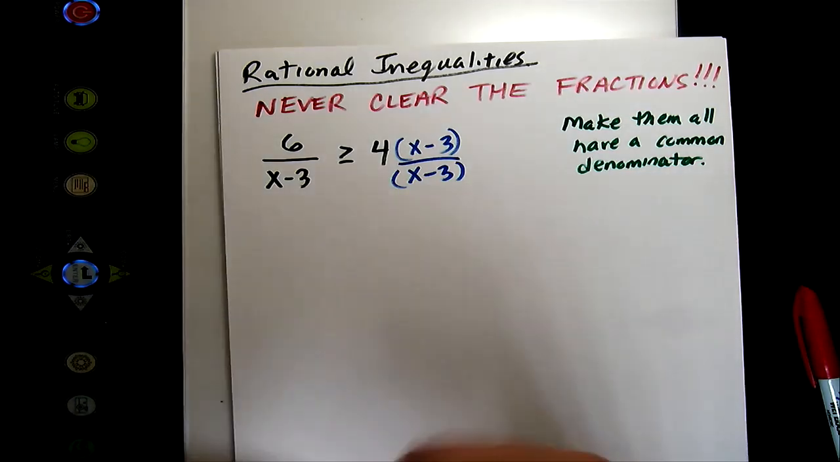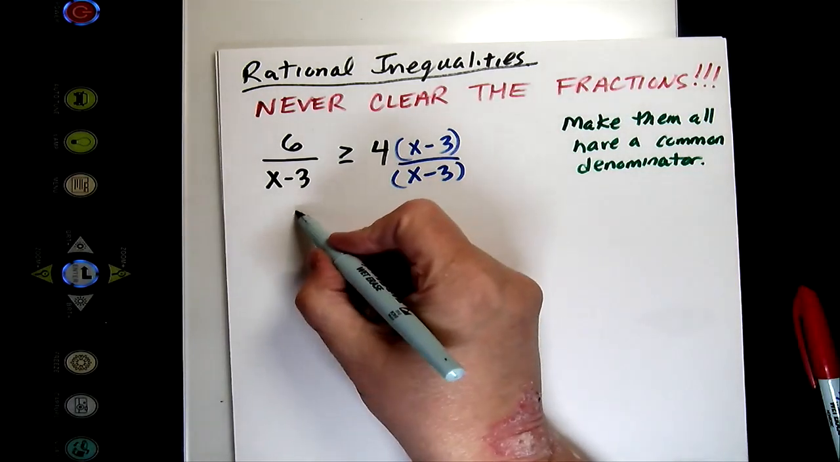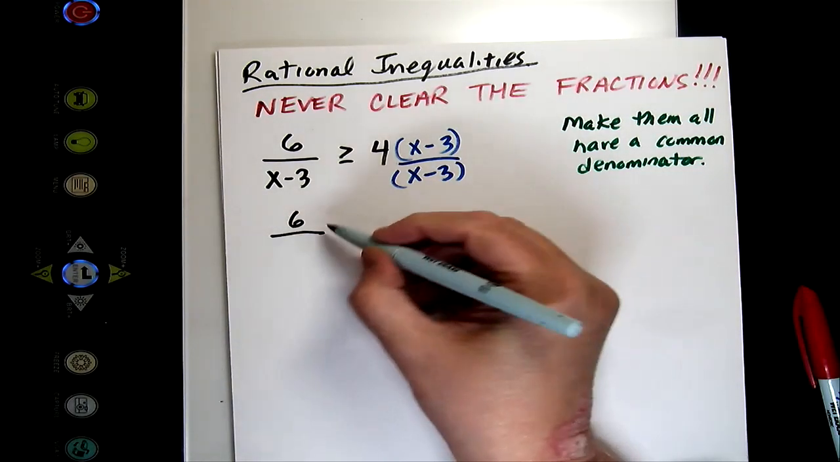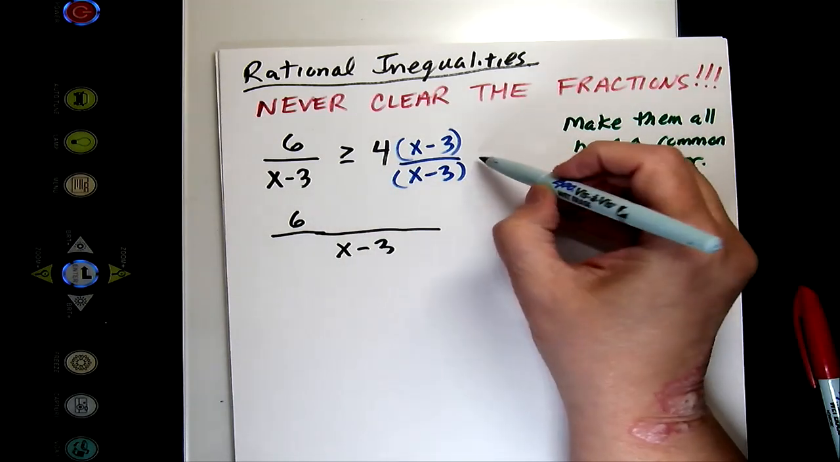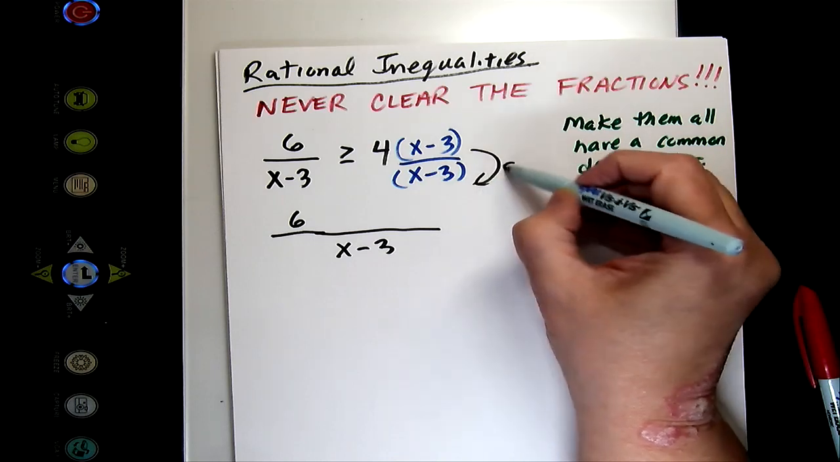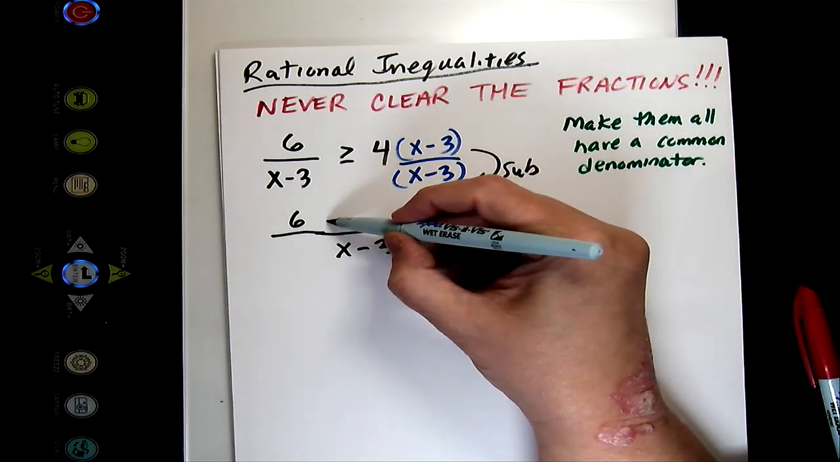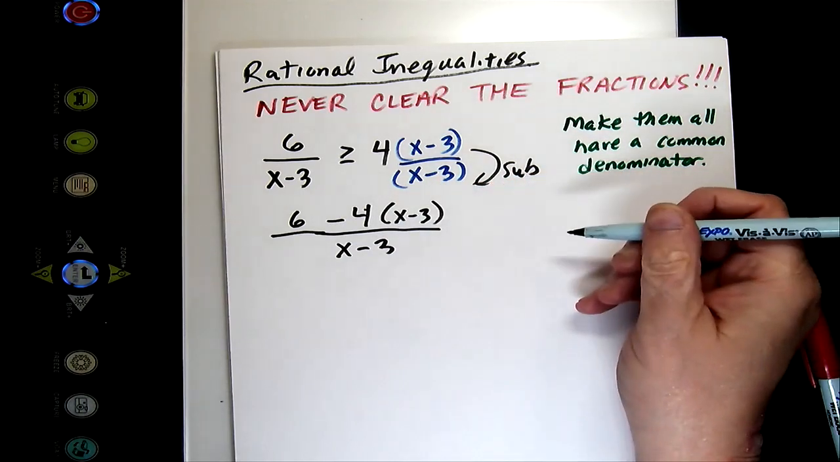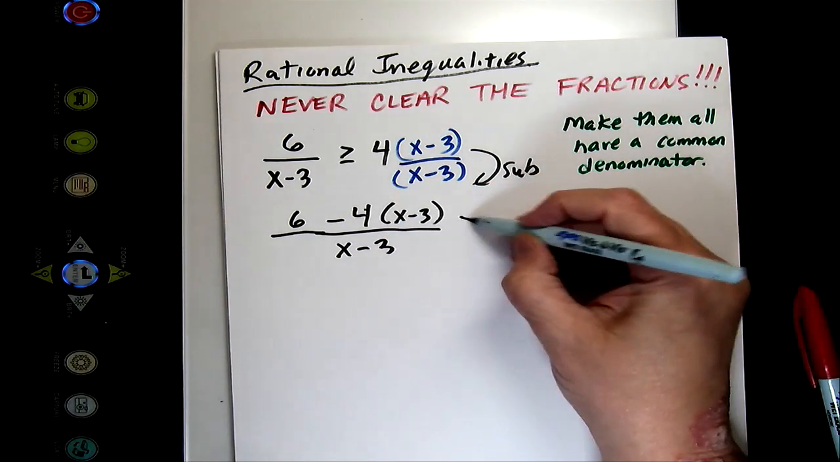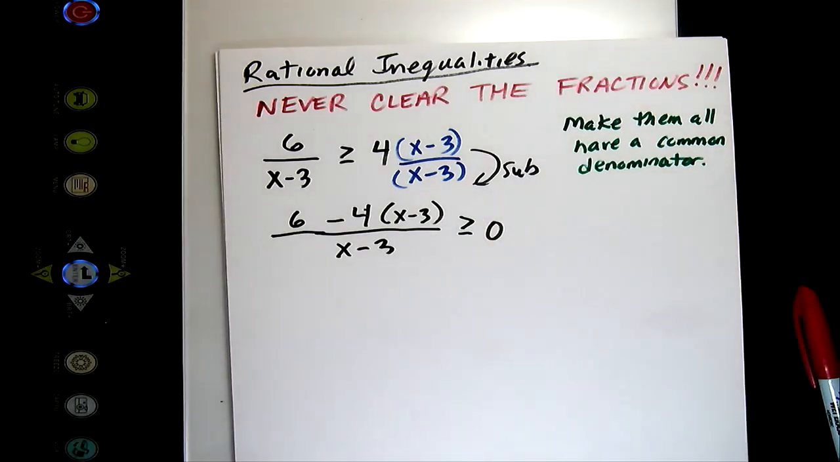And then I can get everything on one side. And if I get everything on one side, I just have one fraction. So I'm going to subtract this over. Subtract over. And I'm going to have -4 times x minus 3 on top. On the right side, since I subtracted everything over, I've got 0. I want to make sure everyone understands that because I did a couple steps there, and I want to make sure it's clear what's going on.